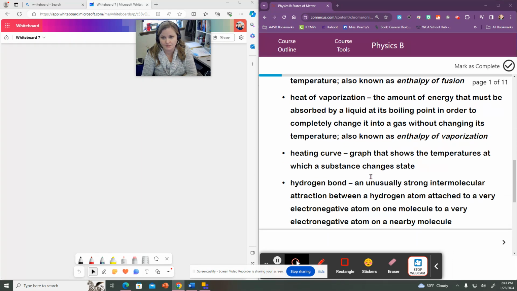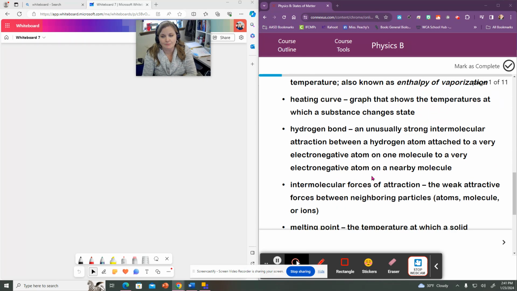Heating curve, which we'll see in a graph as we get through the lesson. A hydrogen bond, which you may have heard of before. These are fairly strong bonds between hydrogen atoms. So when you look at certain atomic or molecular structures, sometimes the way in which it's bonded can lead to having a slight positive end and a slight negative end. And that can end up causing something called a hydrogen bond, which we can talk a little bit about.